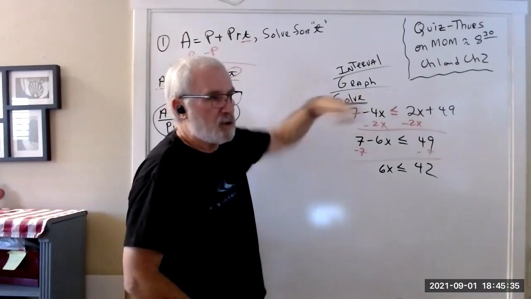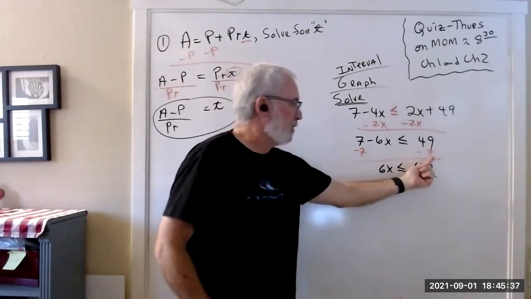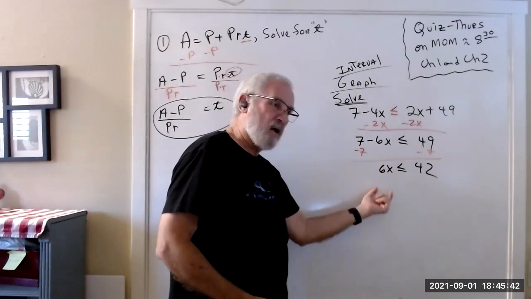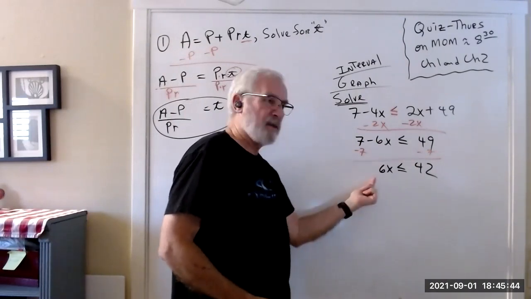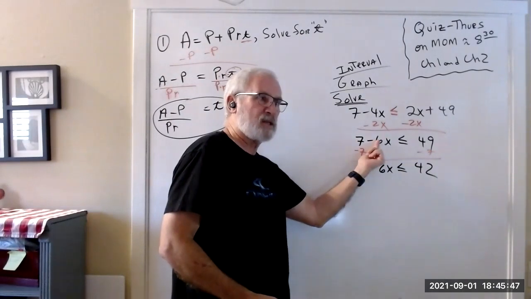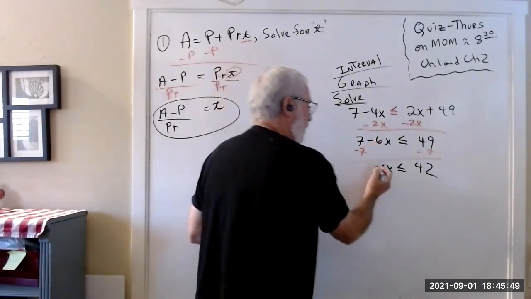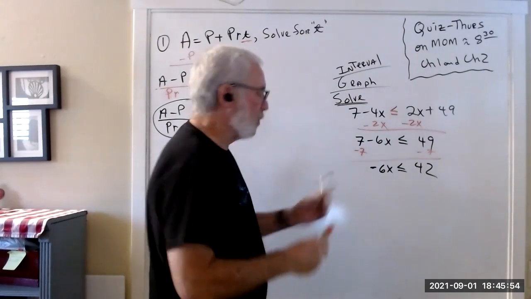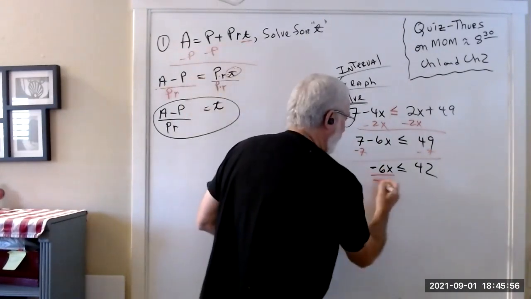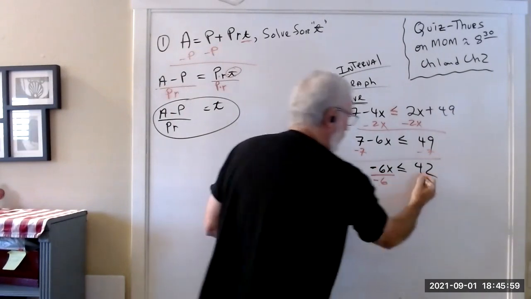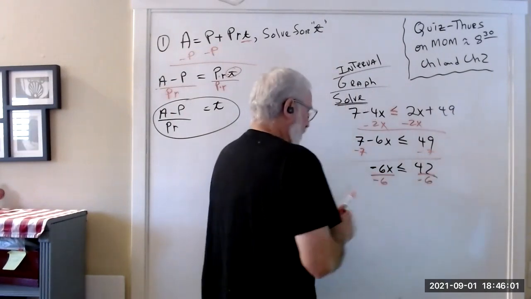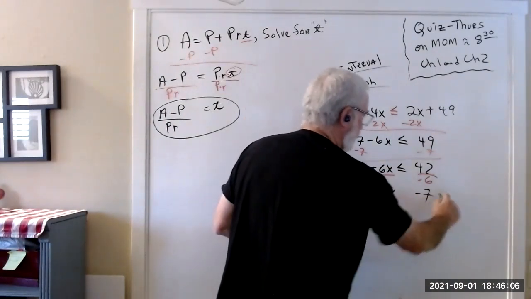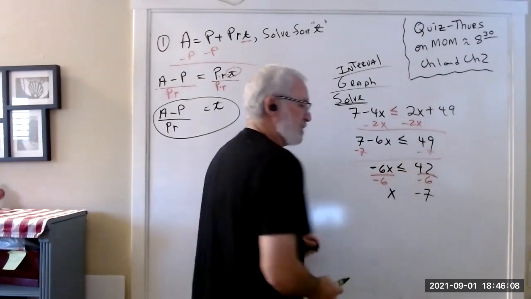So a lot of students, they took away 7 from both sides. That's legit. But when they bring this down, students forget to bring down the minus. That 6 was a minus in that step. It's still a minus down here. Now we're going to divide both sides by -6 because we want to get the X alone. Divide by -6. So this gives us X. This gives us -7. 42 divided by -6 is -7.